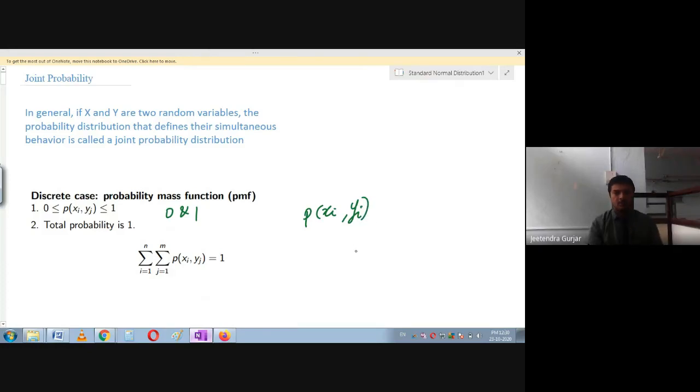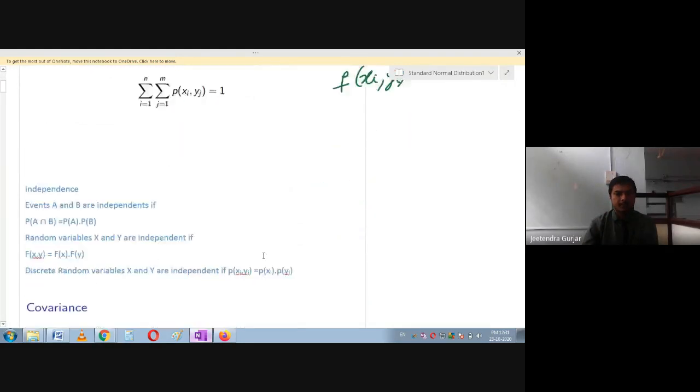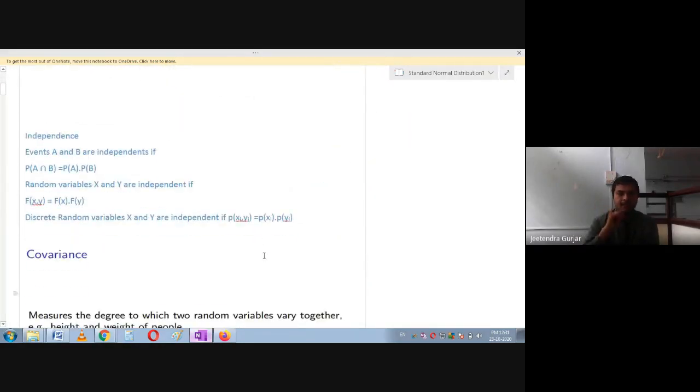In some books they take this function as f of xi, yi. In our study, we take P of xi, yi, but we can also take f of xi, yi. They are the functions. Now, the total probability, you have to remember, is always 1, which means the sum of all the probabilities is always equal to 1. Please remember this property.